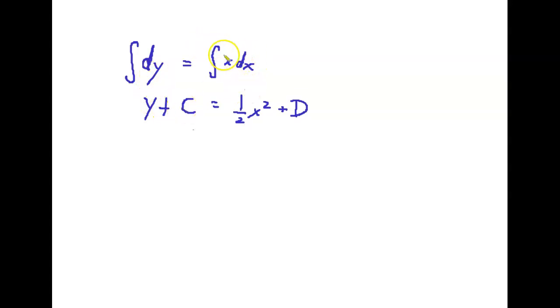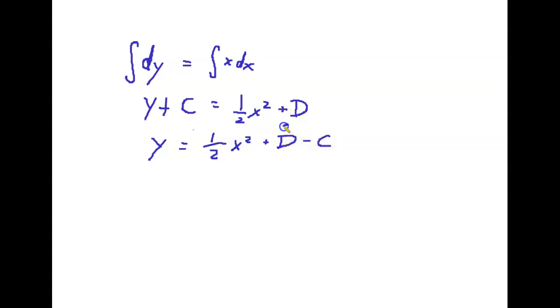On the other side, you get the antiderivative of x dx, which is 1/2 x squared, plus, I just picked a different letter for this constant. I already have a c here, so I put a d on this side. And I get y equals 1/2 x squared plus d minus c. I'm subtracting c from both sides.